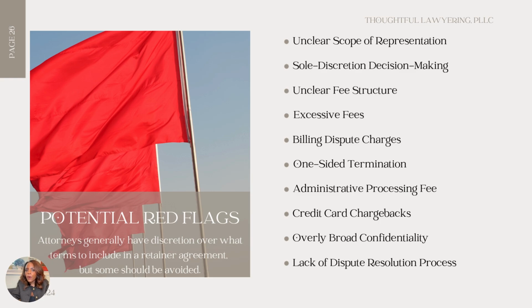Next are overly broad confidentiality clauses. Your attorney-client agreement will typically include a confidentiality provision to protect your attorney-client privilege, which protects confidential communications between you and your attorney from being disclosed to third parties. However, there might be another confidentiality provision that you should pay close attention to. Some agreements require you to agree not to make any negative or insulting comments about your attorney or their law firm, either online or in person.